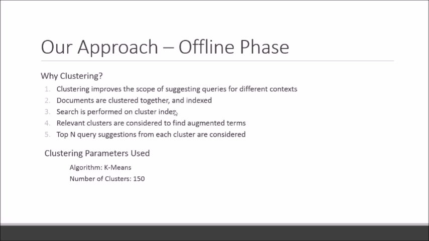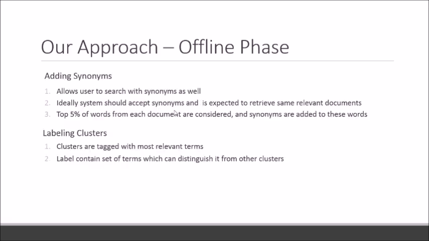Before going further, here comes a question. Why clustering? Document clustering helps to group similar documents together. The query is expanded using these clusters in order to suggest recommended queries from different contexts or categories. We use k-means clustering algorithm as it best suits high-dimensional data. On the basis of observation, we have decided the number of clusters to be 150.